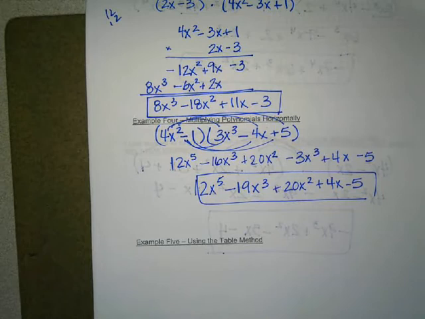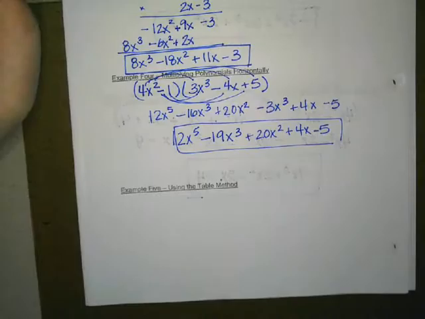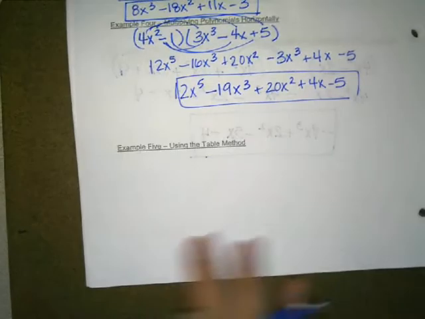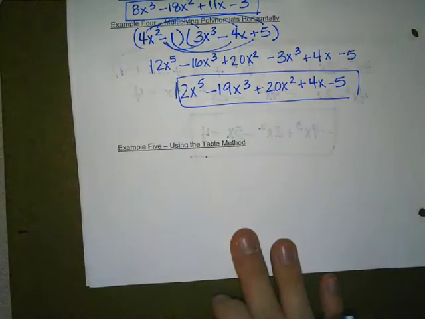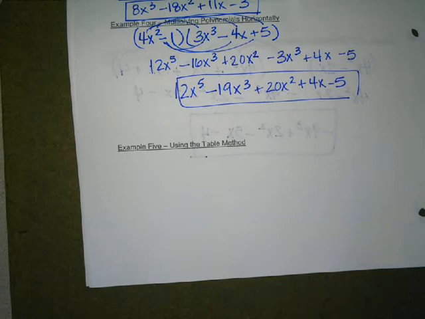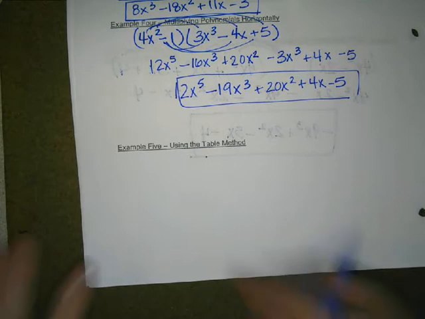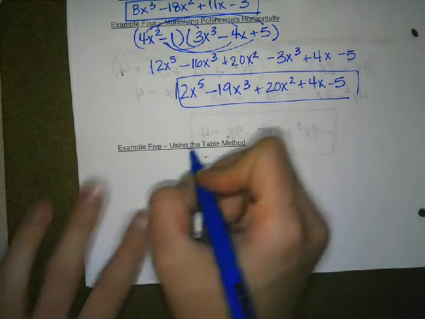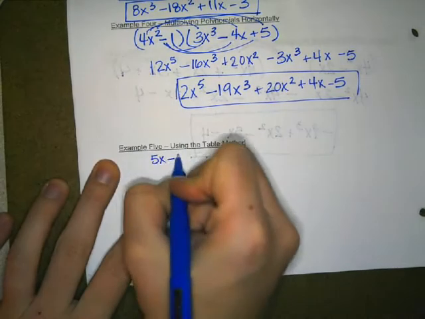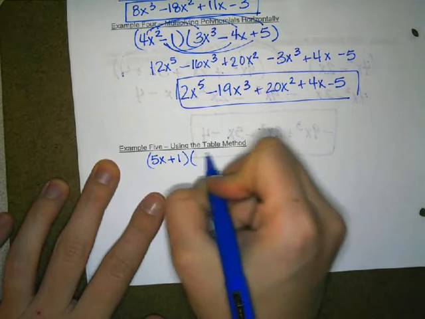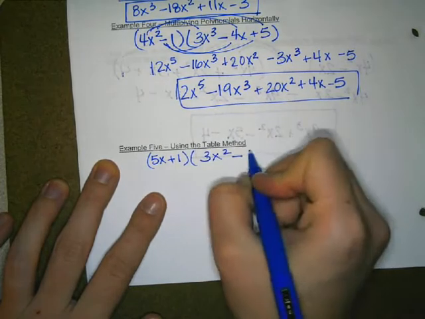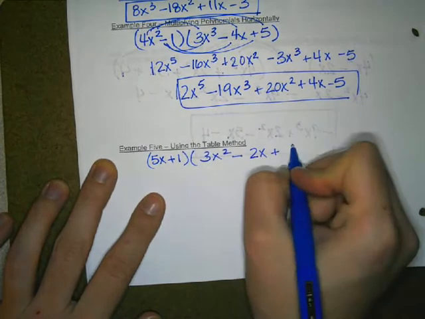Okay, this example 5, I didn't used to show this way, but then it started popping up on the MME that they were expecting you to know how to set it up this way. And plus, what I have found, if you're more of a visual learner and spatial thinker, that this is usually a quicker way for you to do it, because you're used to thinking of it in this way anyway. We're going to do a similar problem. 5x plus 1 times 3x squared minus 2x plus 6.